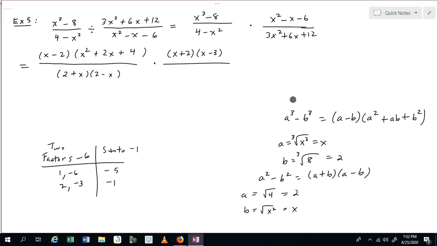Now let's factor this bottom one. First start with the greatest common factor. It appears to have a 3 in common, so let's pull that out, and you're left with x squared plus 2x plus 4. This is a trinomial with a leading coefficient of 1, so we need to look at the 2 factors of 4 that add up to the middle term, which is 2.